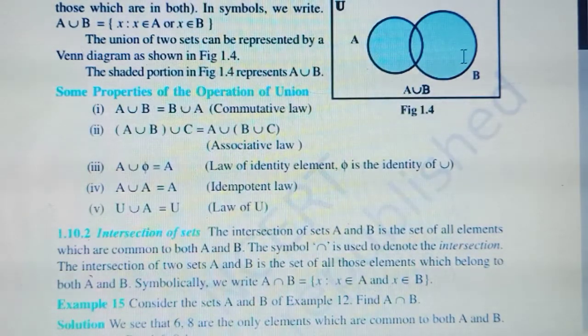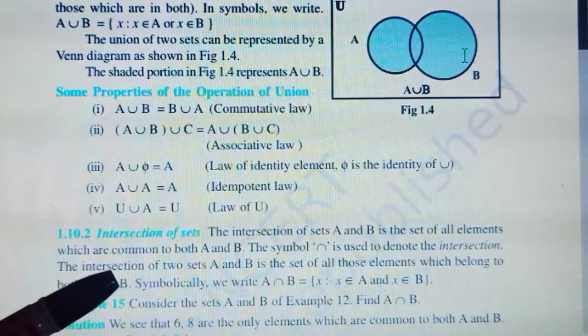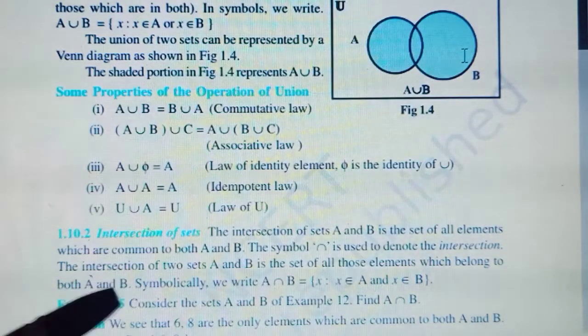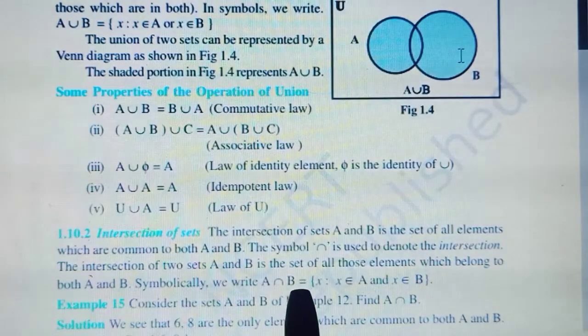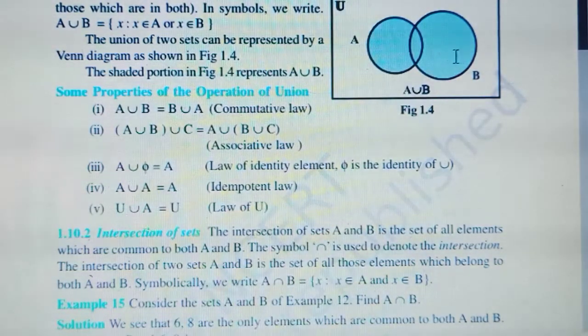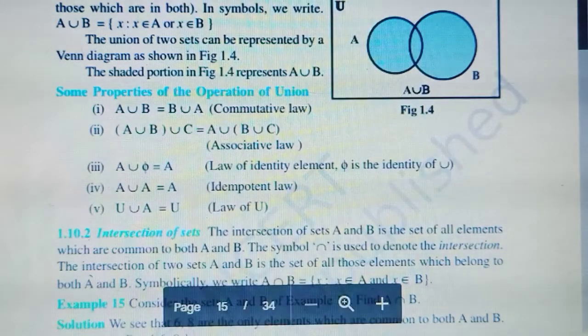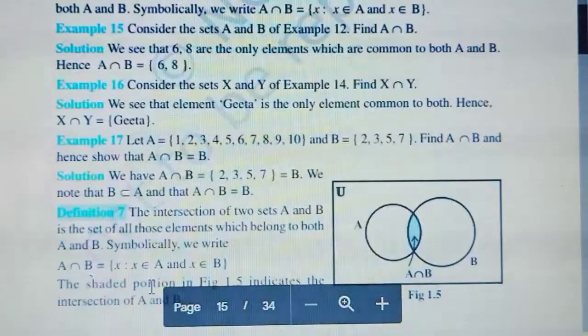All right, the next operation, children, on sets is intersection of two sets. The symbol for that is this. The opposite of union, A intersection B, that is read as A intersection B. Now what we do in intersection is we find the common elements. Intersection means we need to find all the common elements of the two sets.